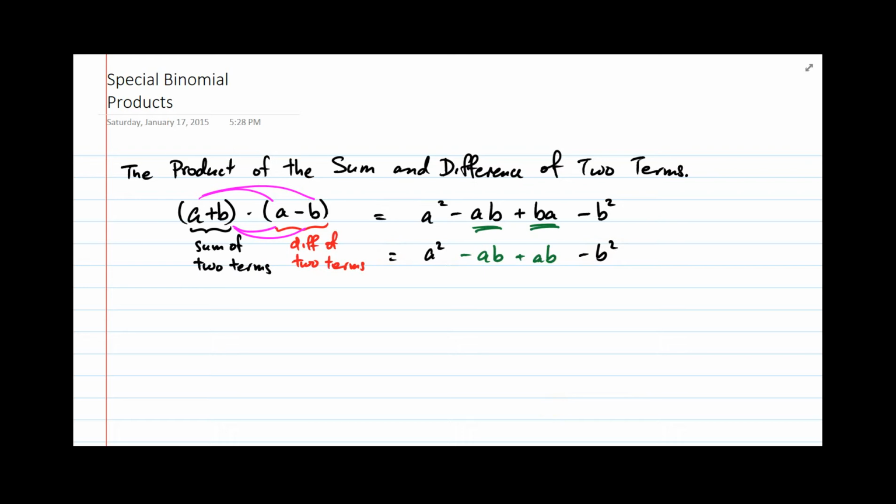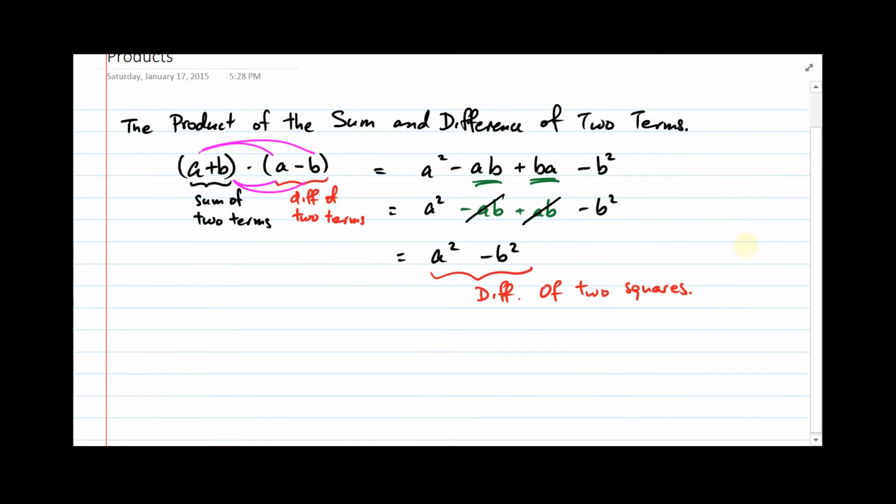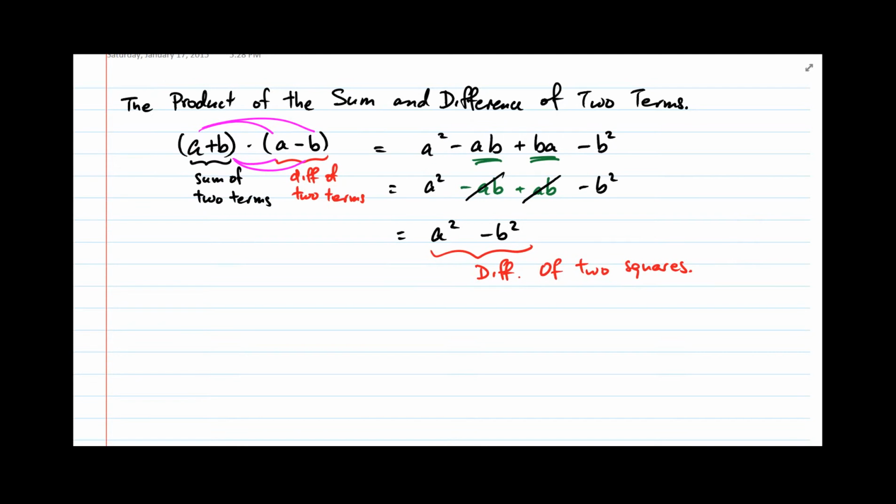Now, as we go through, these will cancel, and so we end up with A squared minus B squared. And you should know that this is called the difference of two squares. There's another way of saying the same thing. Sometimes in math we get a little lazy in saying the product of a sum and the difference of two terms.